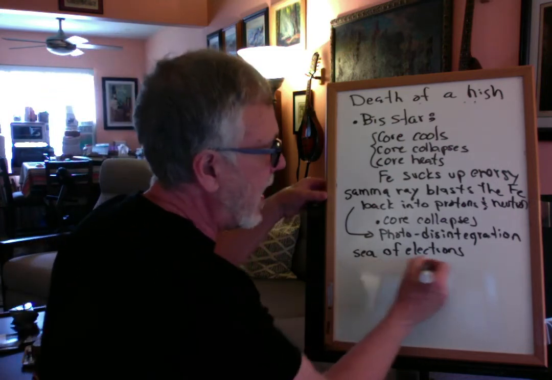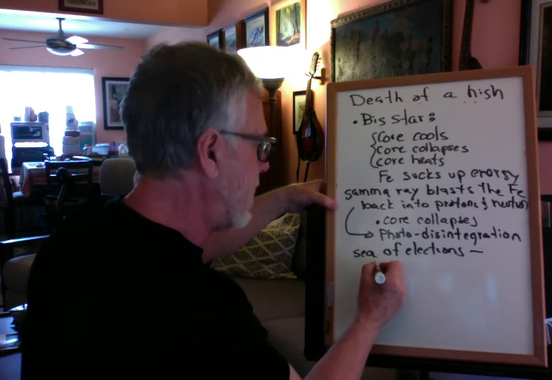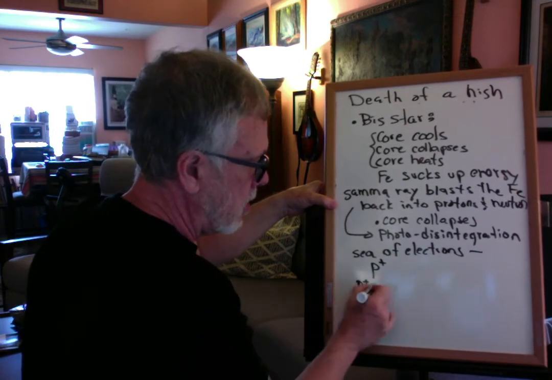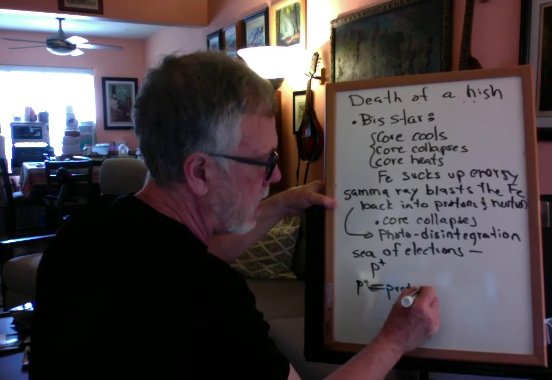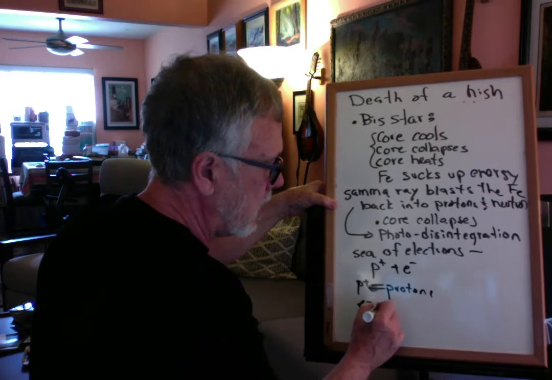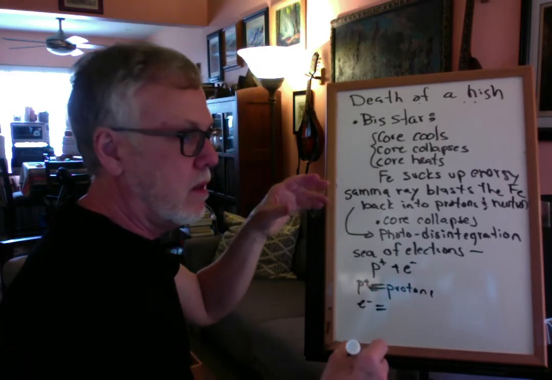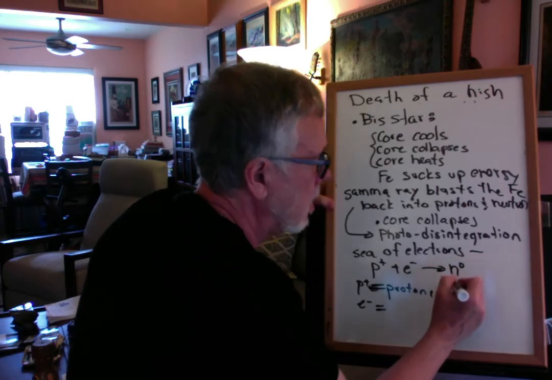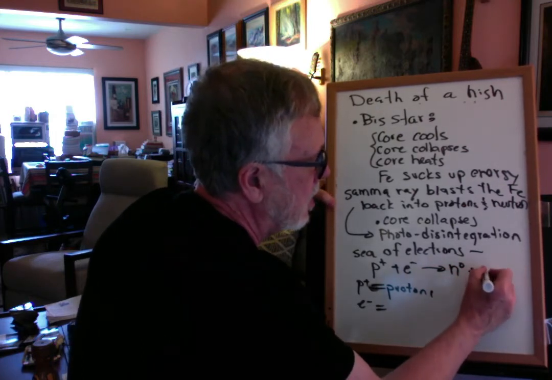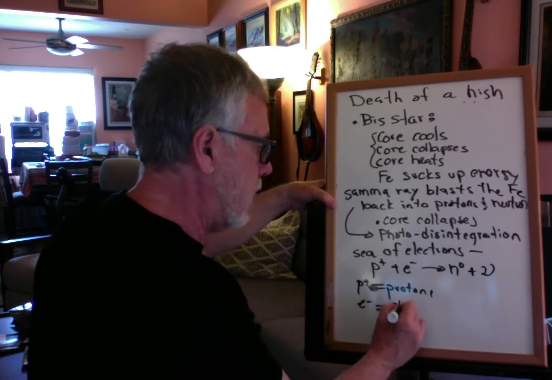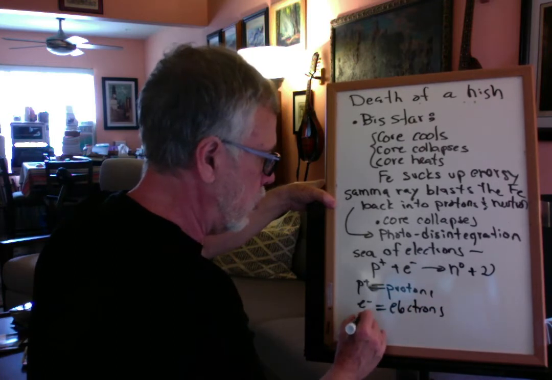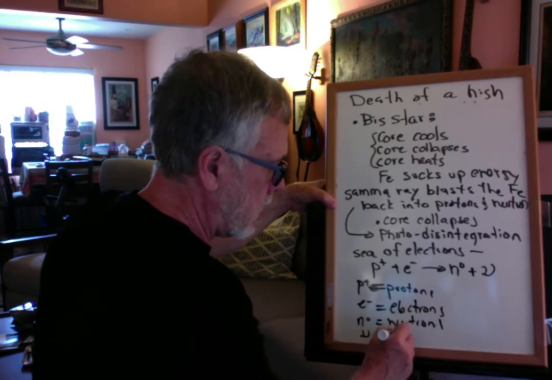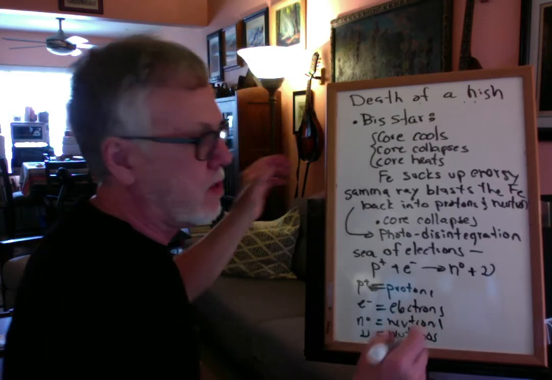So because of this, what happens is that protons, with a plus, are shoved together with electrons, with a minus. When you add plus and minus together, you get zero. And out of this comes a neutron plus nice little things called neutrinos. So this is electrons, this is neutrons, and these are neutrinos. Those little ghost particles that can pass through just about anything.